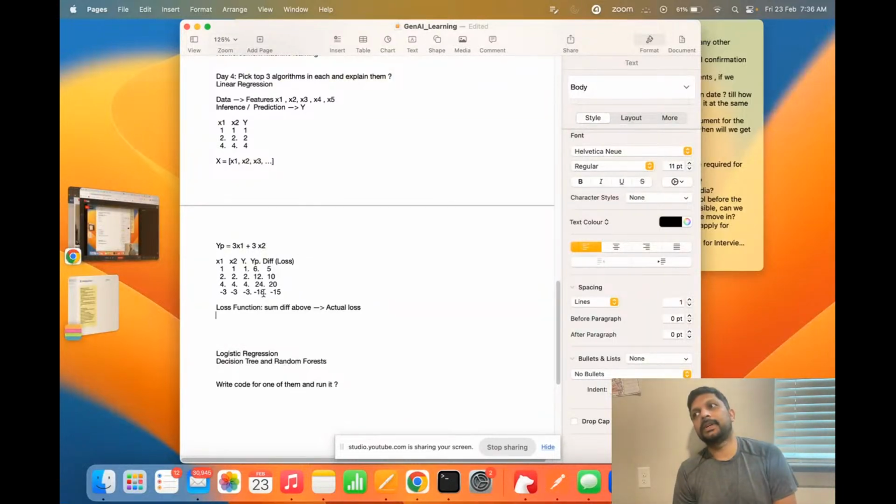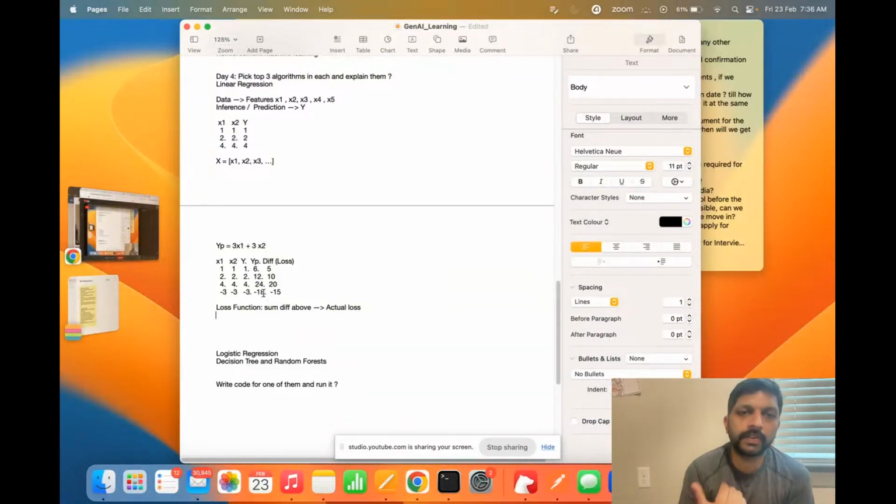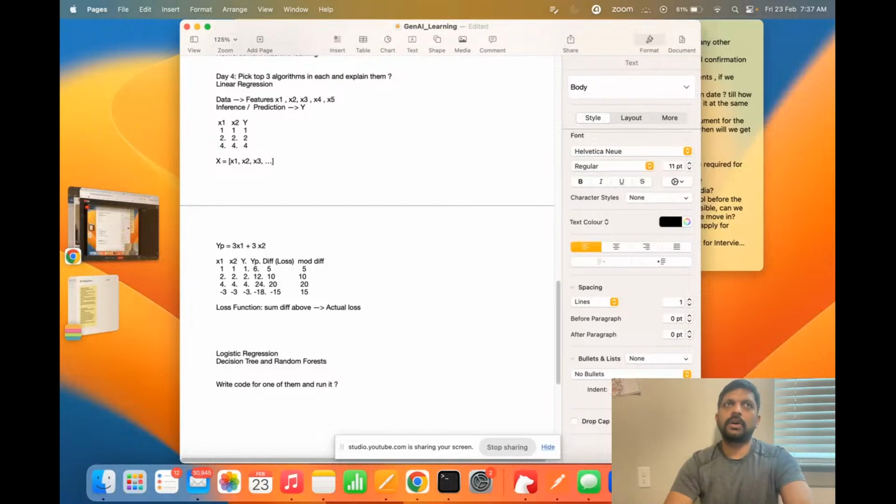One way to represent it: the problem that we see here is that there are signs, plus and minus, and counting them as plus or minus doesn't make sense. So let's get rid of the plus and minus, right? We apply a modulus operator and make them all plus. So you can say mod difference, right? Then the mod differences are 5, 10, 20, 15. Okay, so this makes perfect sense, right?